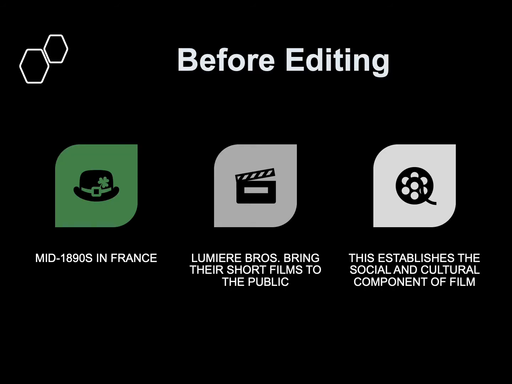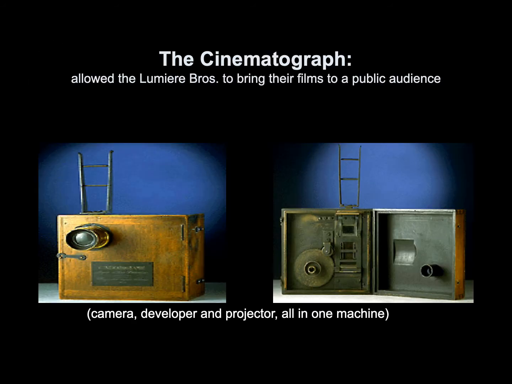Before editing, in the mid-1890s in France, the Lumiere Brothers bring their short films to the public. This establishes the social and cultural component of film. The cinematograph allowed the Lumiere brothers to bring their films to a public audience. It was a camera, developer, and projector all in one machine.